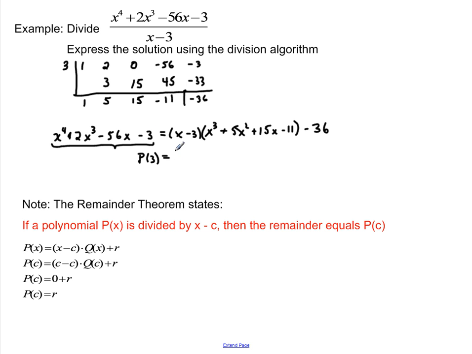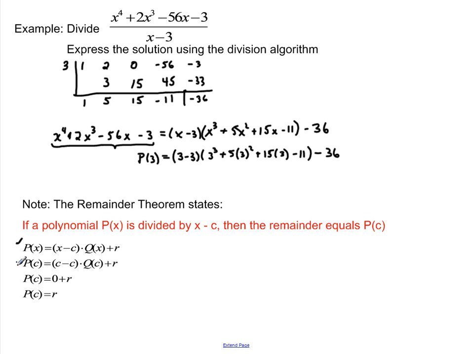But watch what happens when I put 3 into its equivalent. I'm going to get 3 minus 3 times 3 cubed plus 5 times 3 squared plus 15 times 3 minus 11 minus 36. By the way, in our notation right here, we had P of x as x minus c times q of x plus r. P of x is x minus c times q of x plus r.